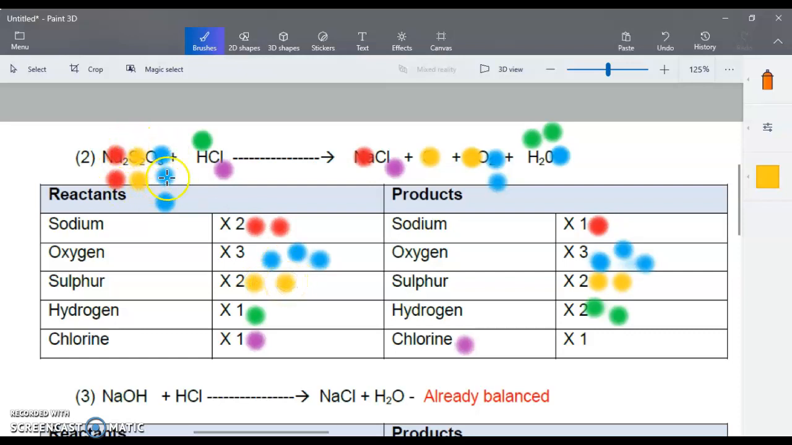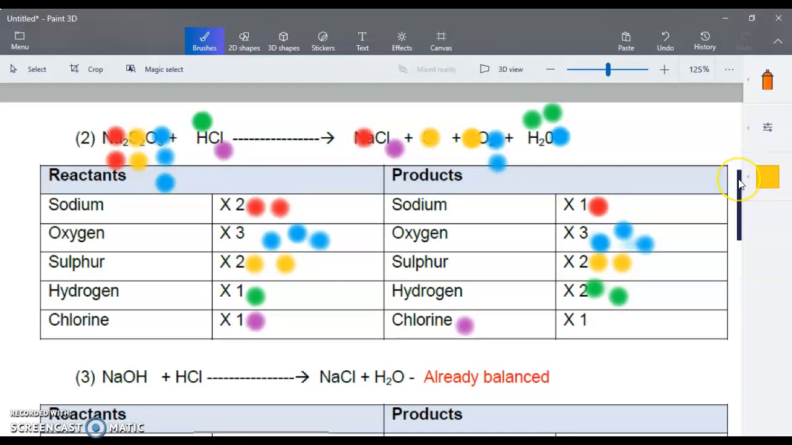This compound is actually called sodium thiosulfate. It's a very popular reaction. It is used in chemistry extensively to track the rate of reactions and how reaction rates change as you change the conditions around them. So it's very useful to get to know this particular reaction. Right, so what have we got here?